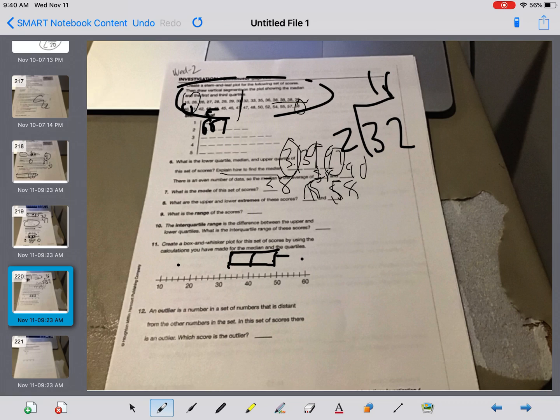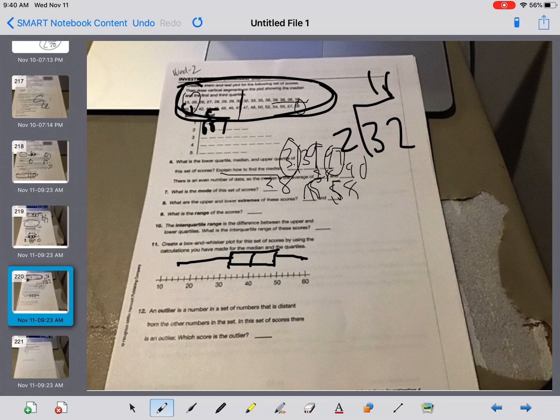Okay, now what I do, guys, is with these middle 3 lines, dots, I just make lines and then connect them to form a rectangle. That's my box, and then whisker to my extremes. Boom. And I create a box and whisker plot. Okay, that's half fun, guys.